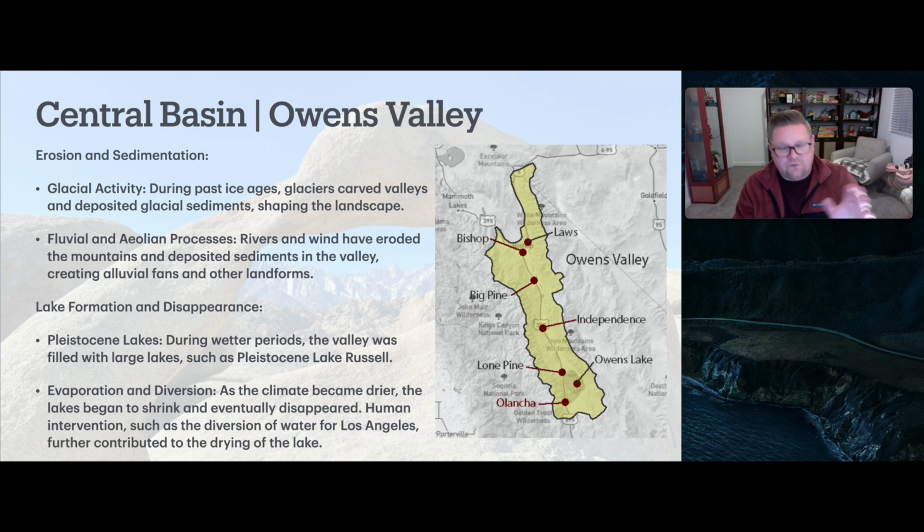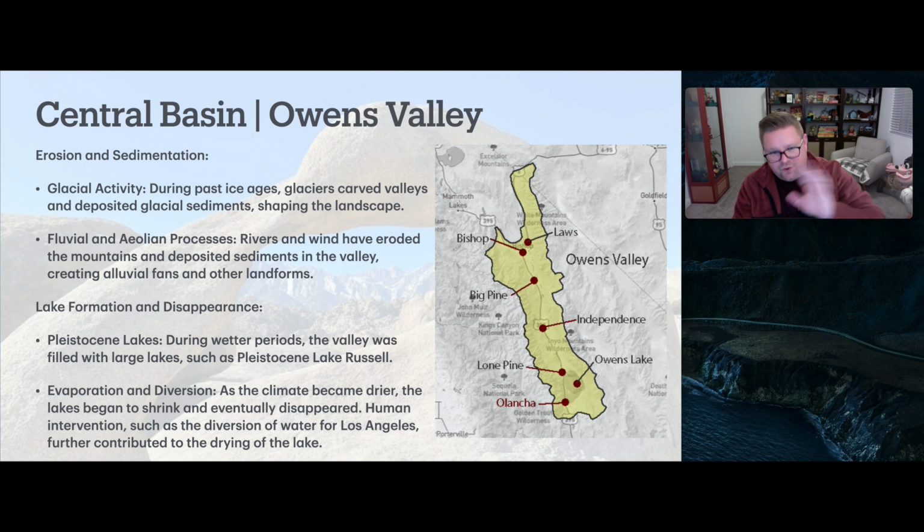We have these words: fluvial, which is river formed, and aeolian, which is wind formed processes. Rivers and winds have eroded the mountains and deposited those sediments in the valley, creating massive alluvial fans and bajadas, and also sand dunes that we can find within the region.